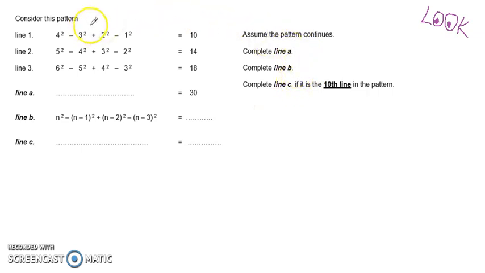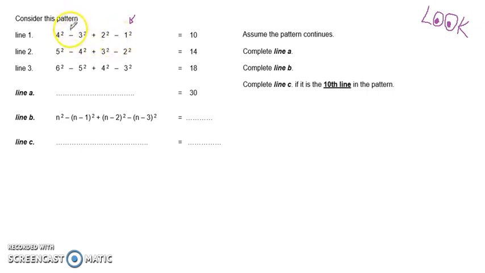Now what's interesting about this number pattern is it's really unconventional, like me. Unconventional. That means you don't see it often. Let's start with line 1. We've got 4, 3, 2, and 1. To me, that's the easiest thing to see in terms of a pattern. They're all squared. We've got minus, a plus, and a minus.